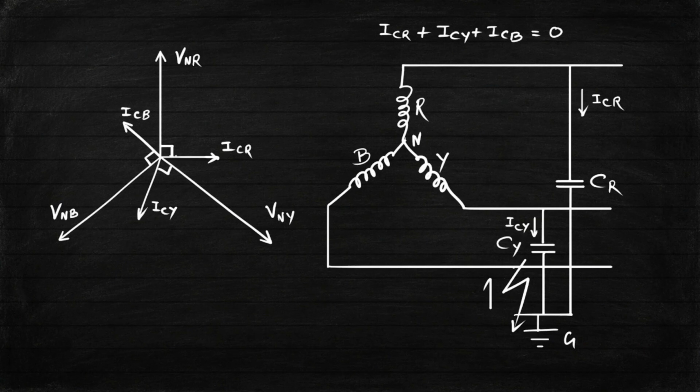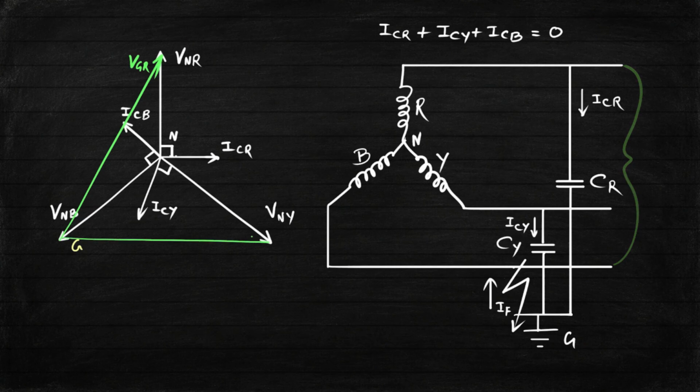As soon as the fault occurs, a fault current, IF, starts flowing through the system along this fault path. Now, since the fault has occurred on the B phase, the terminal of the transformer becomes practically at zero potential with respect to the ground. Therefore, the voltage between the ground and the R phase terminal becomes VGR, which is actually equal to the line voltage between terminals B and R. Similarly, the voltage between the ground and the Y phase terminal becomes VGY, which is equal to the line voltage between terminals B and Y, because the B phase terminal is now at ground potential.